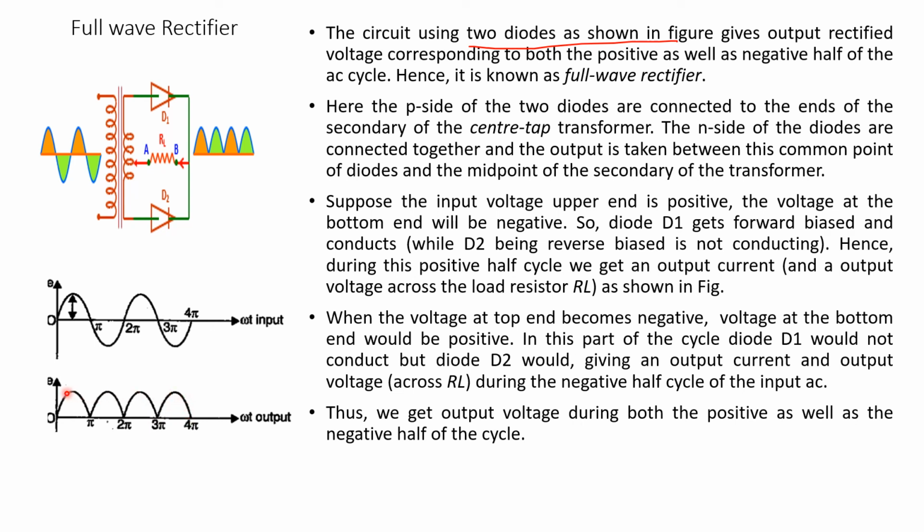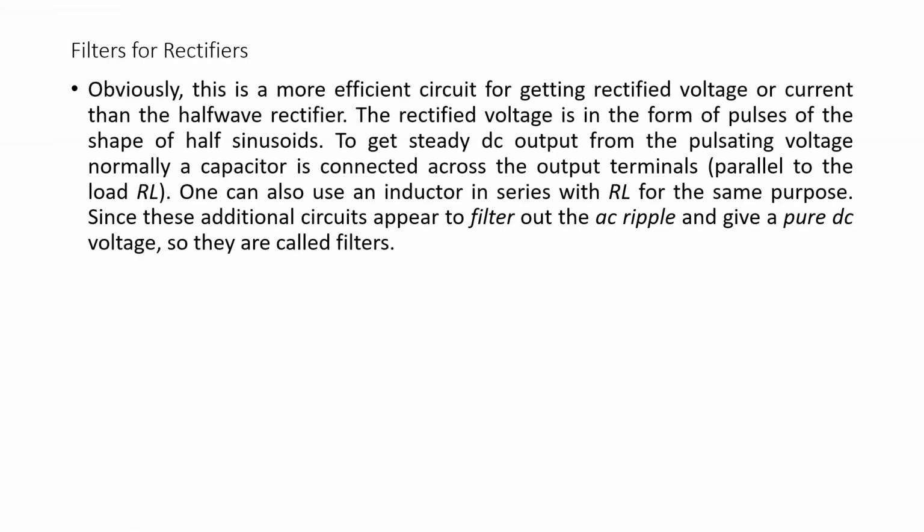But in some circuits, we need a flat DC voltage instead of a pulsating output, for which we use filters. Filters for rectifiers. Full wave rectifiers are more efficient circuits for getting rectified voltage or current than half wave rectifiers.